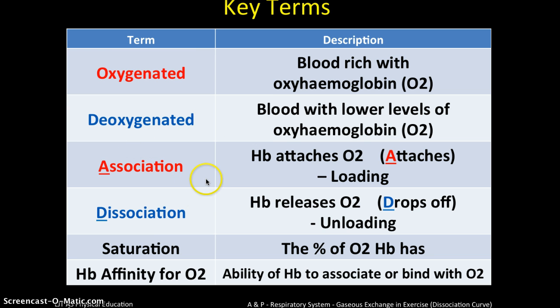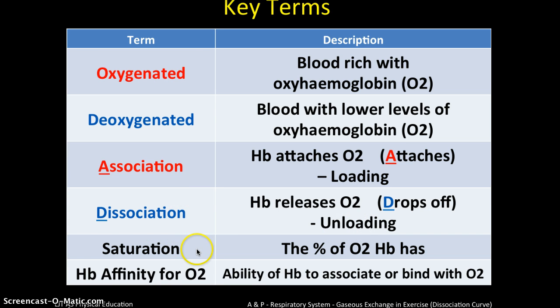Now, some big old words basically to mean attached to or drop off from is association. So at the lungs, the oxygen attaches to the hemoglobin, and that would be called association. So at the lungs, association occurs. At the muscles, the hemoglobin releases or drops off the oxygen so it can be used by the muscles, and that's called dissociation. So maybe you remember that association is where oxygen attaches and dissociation is where it drops off, or loads or unloads, all phrases that are important to use.